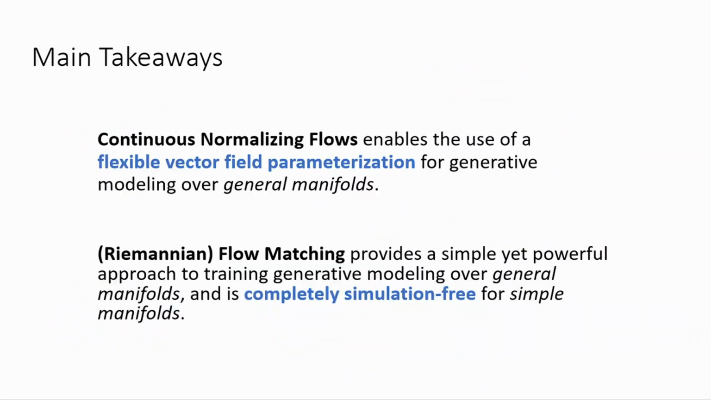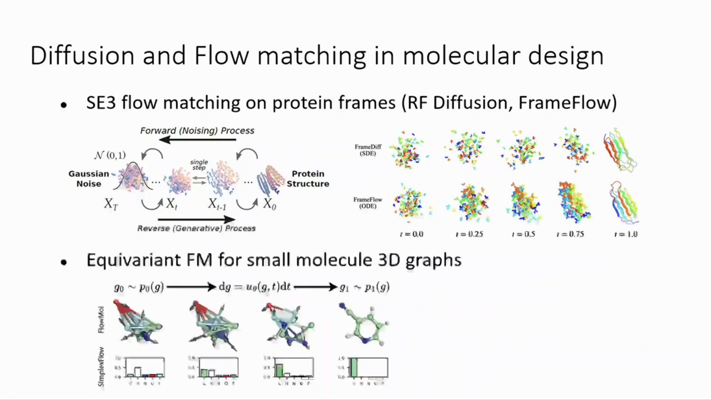Yeah, I think this is just some results. The major takeaway for flow matching is that it enables the use of a very efficient and elegant parameterization, and it's generalizable to general manifolds, and we know the solution for multiple manifolds such as spheres. Therefore it enables general modeling for proteins and small molecules that involve rotations and torsion angles. And it's completely simulation free if the manifold you work on is simple.